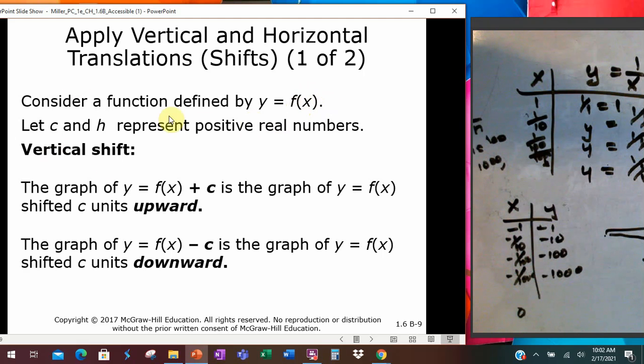Let C and H represent positive real numbers, okay? So these are just positive, so it keeps it going in a manner that you would expect. If I know what the graph of y is equal to f of x is, if I just add some number, so this is like +2, all I'm going to do is just go up 2 units. I'm going to take that basic graph, right? I'm going to take that basic graph and then move it up that many units.